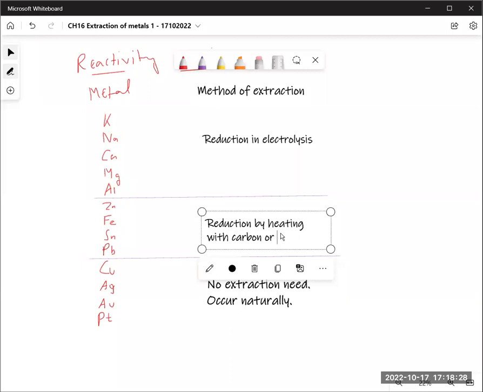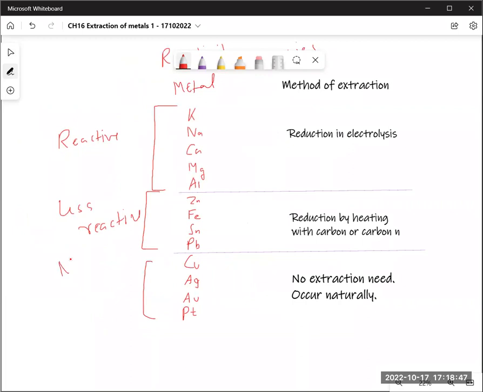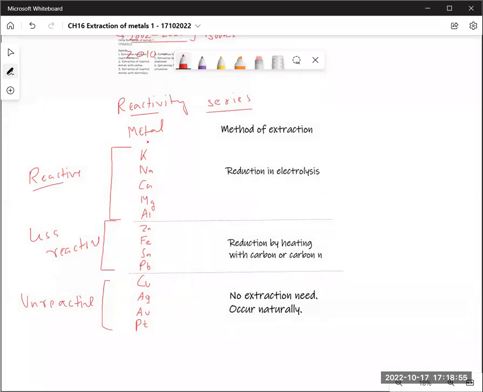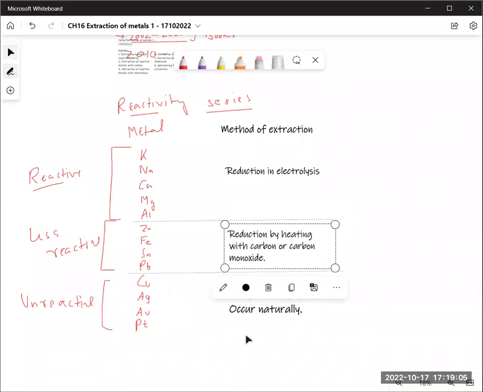Now, Safa, read this out loud from the beginning. Let's say we'll call it section 1. These are reactive metals. These are less reactive. And finally, we have not reactive, or let's say unreactive. Now, Safa, start from here. For reactive metals, what is the method of extraction? Safa, start reading.